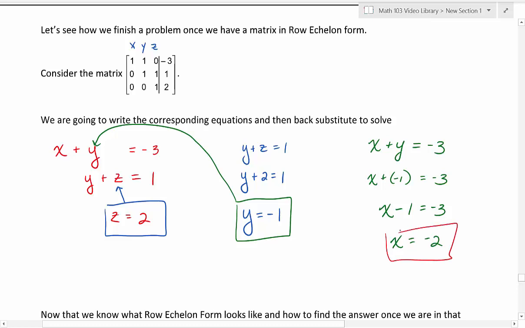Since we are solving systems of equations, be sure once you get your solution that you write it as an ordered triple. We would get the solution -2, -1, 2.